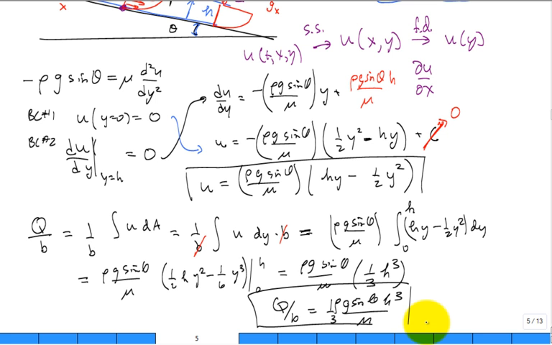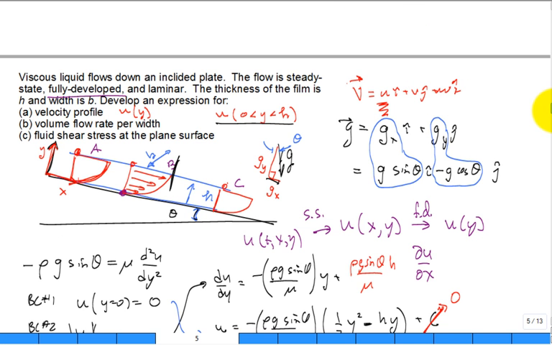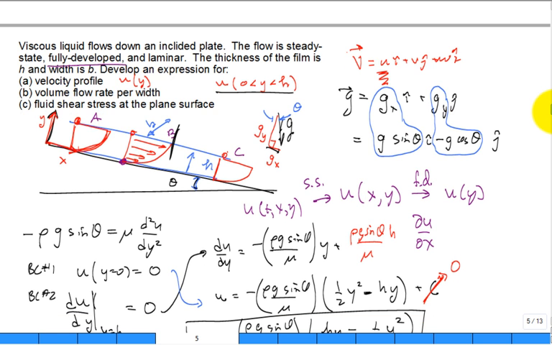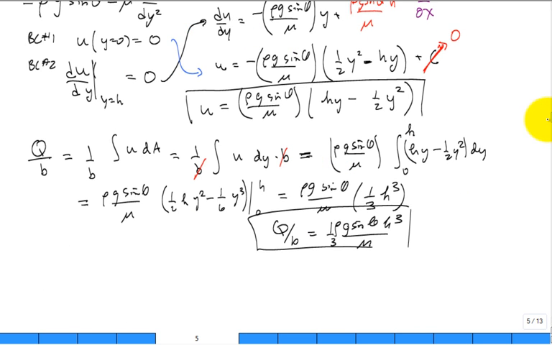And then for part C, sorry, I have to scroll up to see it, but let's go. We want the fluid shear stress at the plane surface. So how do I calculate that fluid shear stress at the wall? Is it the viscosity times du dy at the wall? Yeah, that's all we have to do. And we had the solution.